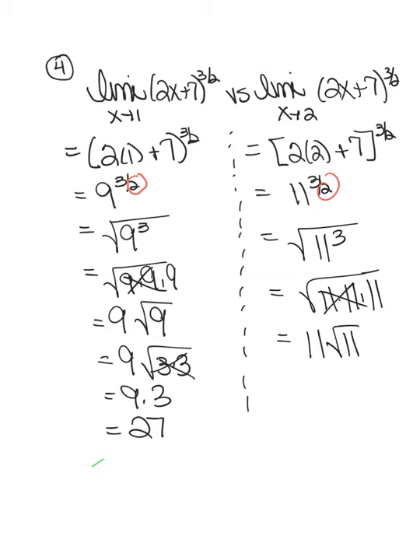And this answer cannot be taken down any further because there's nothing that I can break 11 down into to take any of that out of the square root. The only answer that's going to be acceptable here is exactly this one, 11 square root of 11. Let me go ahead and show you just a couple more of these to make sure that you do have a clear understanding of this.